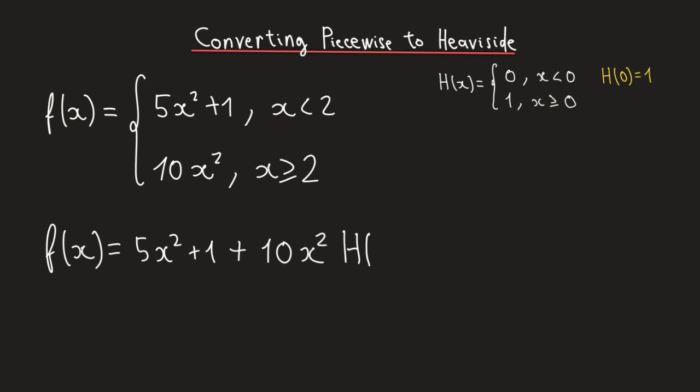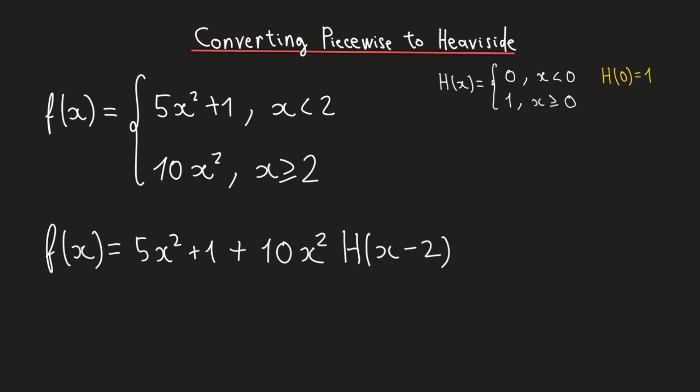But the problem is that our Heaviside function switches off when x is less than 0, not when x is less than 2. And so what we do over here is write down h of x minus 2. But why did we do that? Well, imagine if we take f of 1. 1 is less than 2, and therefore f of x will be equal to 5x squared plus 1. And therefore, when we take h of 1 minus 2, it will be h of negative 1. And h of negative 1 is less than 0, and therefore this whole part will be switched off, and we will have f of x equal to 5x squared plus 1.